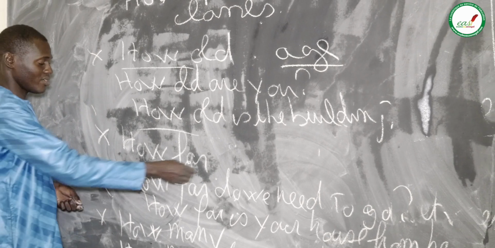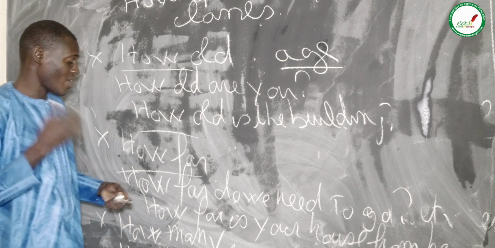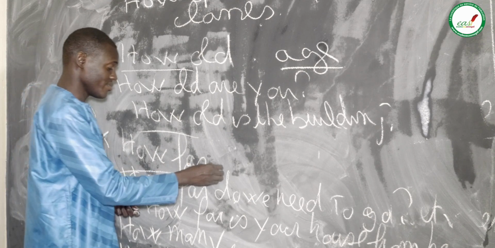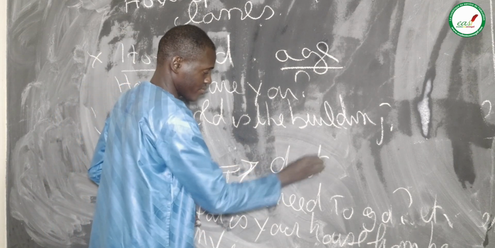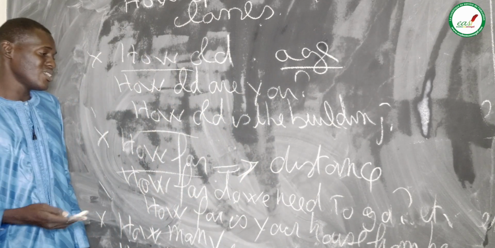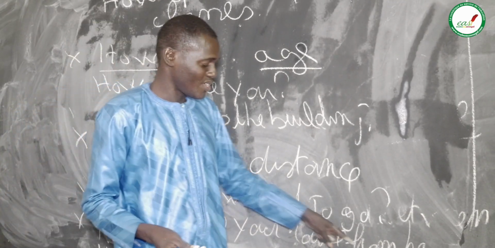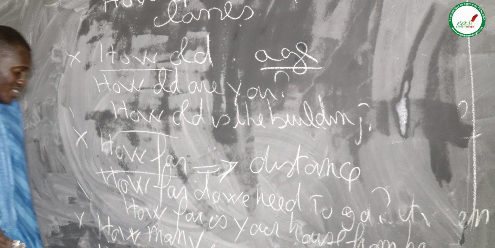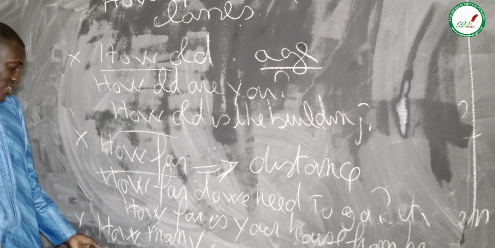Now, let's come to the other point. It is related to how far. Try to keep in mind that how far is for the distance. How far do we need to go? How far is your house from here? You can say my house is 15 kilometers from here. Good.